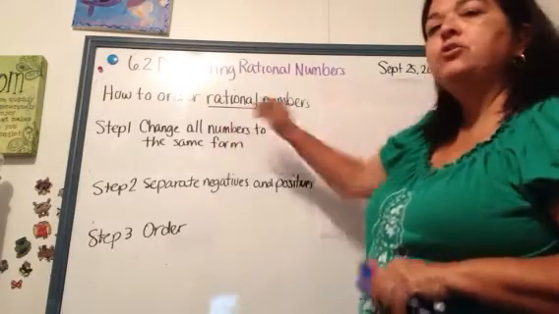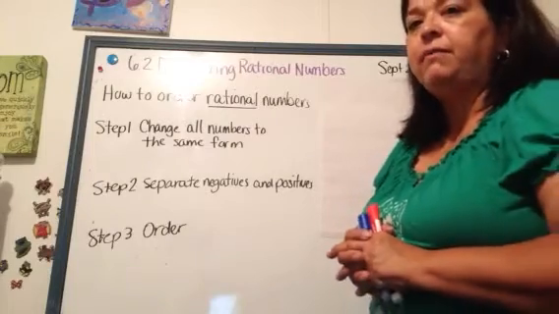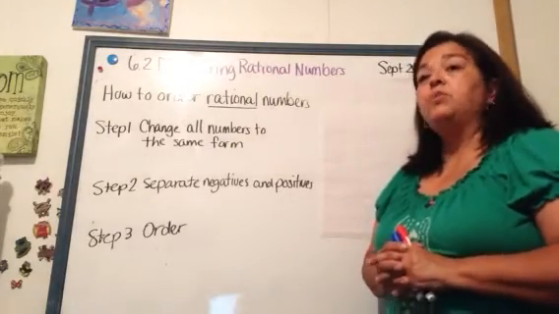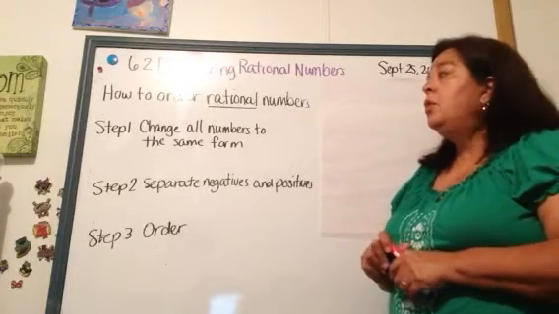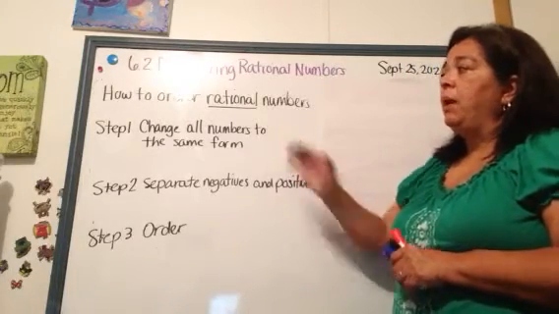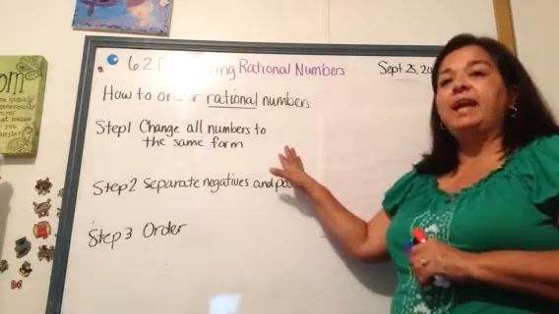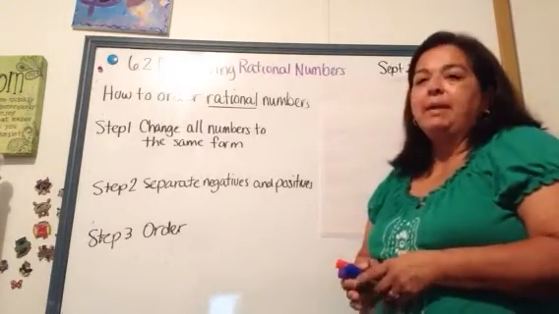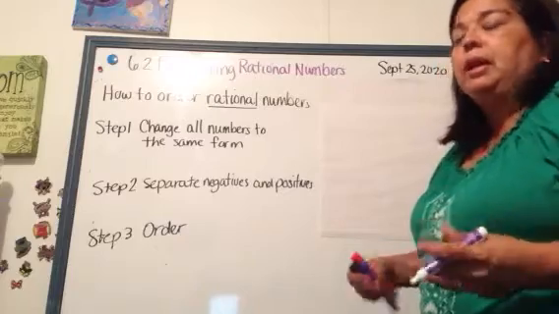And remember, rational numbers are fractions and decimals that can be negative or positive. We're going to use some prior knowledge that we learned from our last unit to be able to complete step 1. Step 1 says we have to change all of our numbers to the same form. So what does that mean? That means that when we're comparing them, they have to look alike.